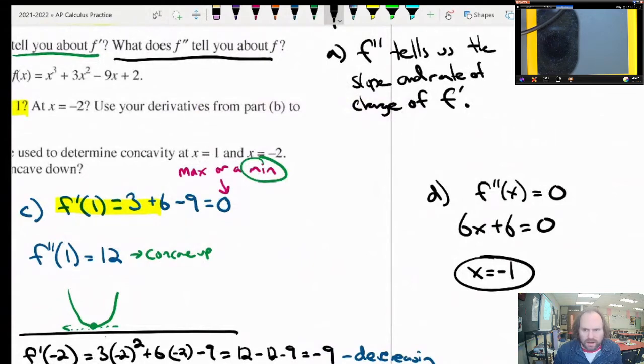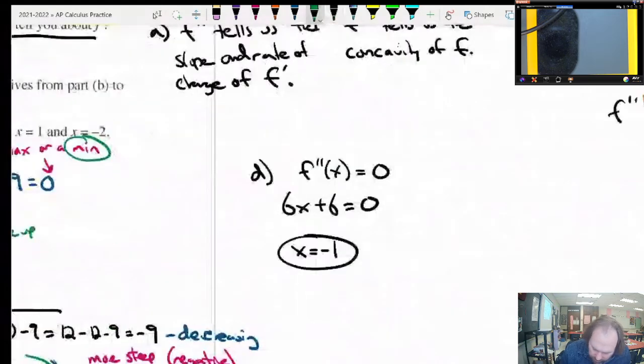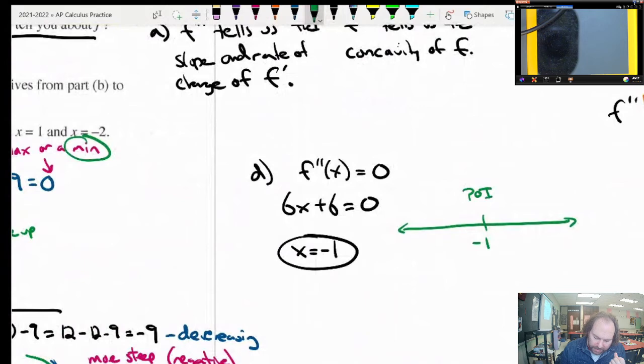So the thing there is that if you think about this as a sign problem, not sin S-I-N, but sign like S-I-G-N, negative 1 is where the point of inflection is going to happen. If you were to plug in a number to the left of negative 1 for this function, like negative 2, for example, it would give you a negative answer.